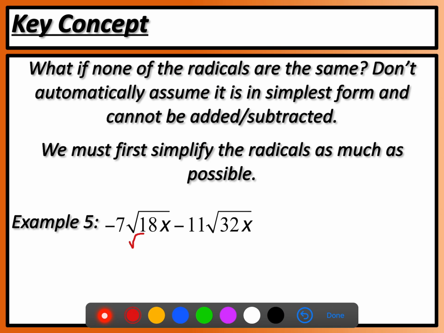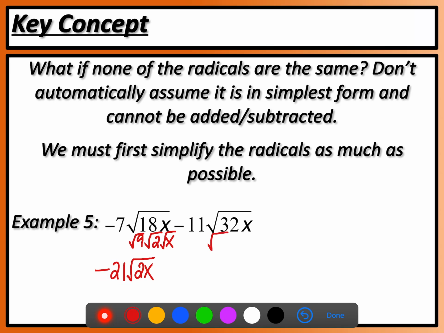Okay, so 18, this would be 9 and 2 with the x. When a square root comes out and there's a coefficient there, we're going to multiply them together. So meaning there's already a negative 7 and the 3 is going to come out from the square root of 9. That makes a negative 21 in the front. And 2x stays inside.